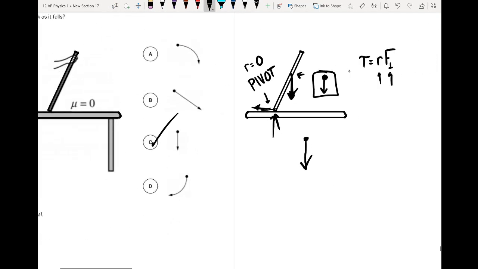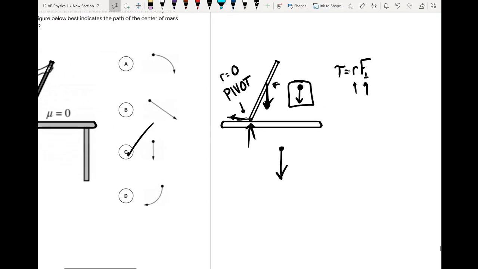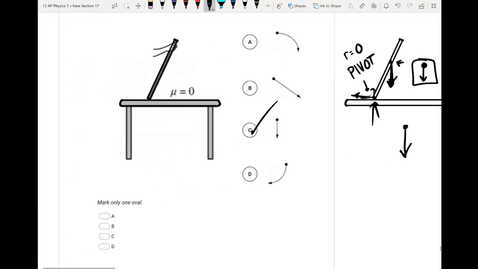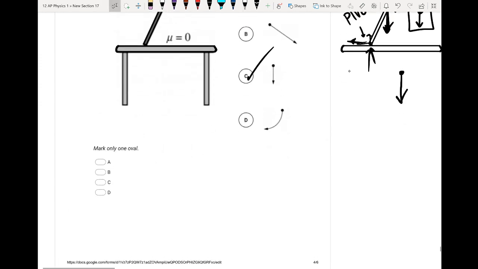There's going to be no other forces that will make it move in this direction, because the normal force is just acting against it, but that's sliding out of the way and not torquing it. So we just have this one object going straight down. So we just have C.